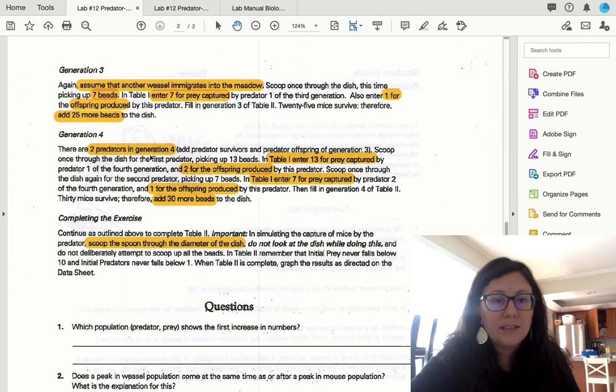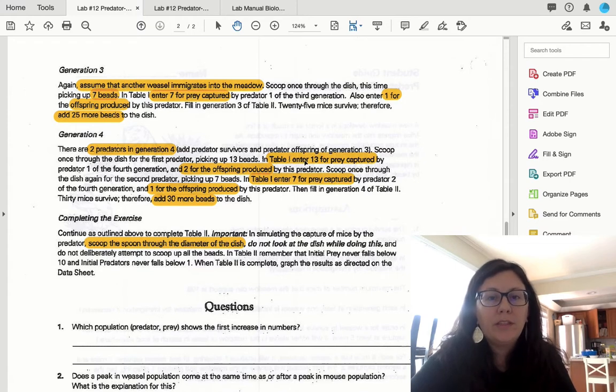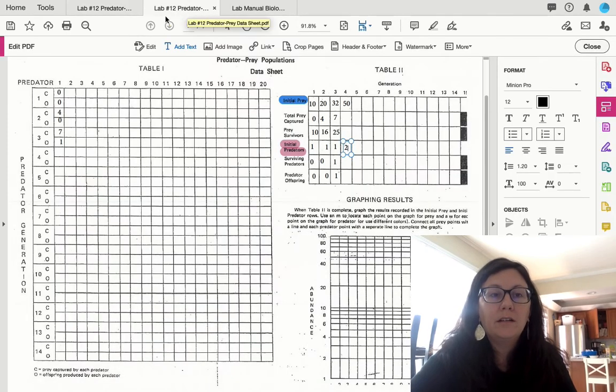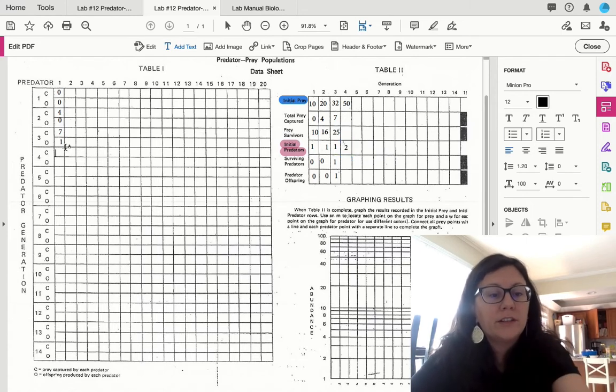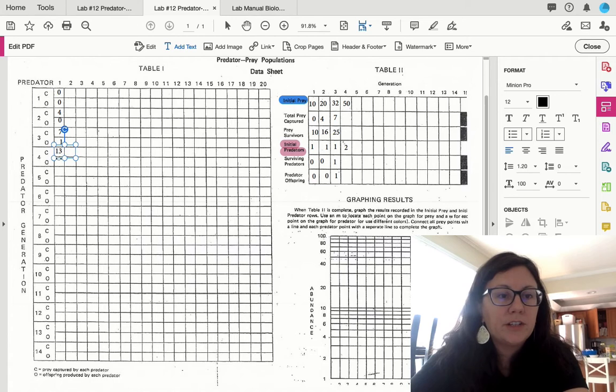So it says, table 1, scoop once through the dish, picking up 13 beads or 13 mice. So in table 1, 13 mice are captured, and that means they can produce 2 offspring. They can do 1 offspring for every 5 mice captured. So 13 mice are captured by the first predator, and they produce 2 offspring.